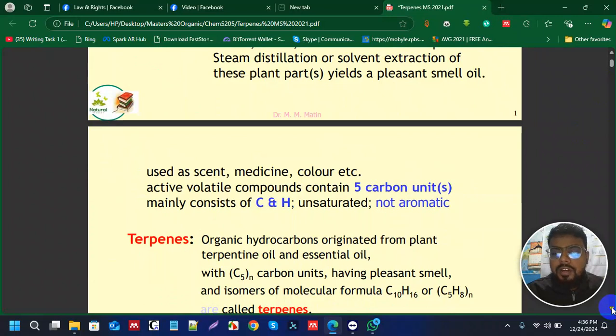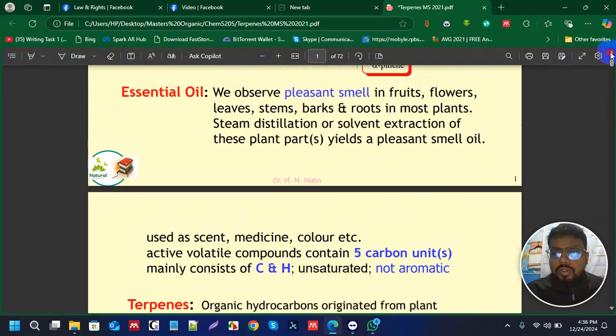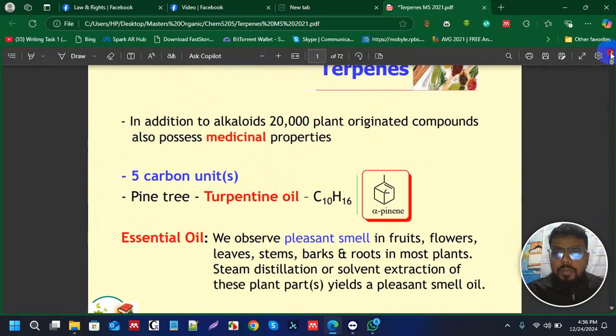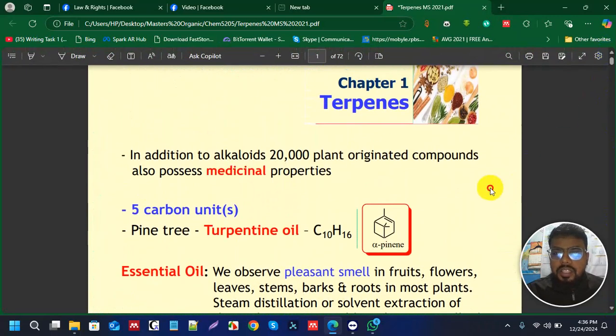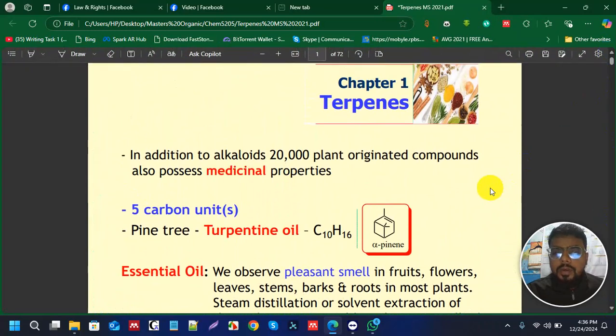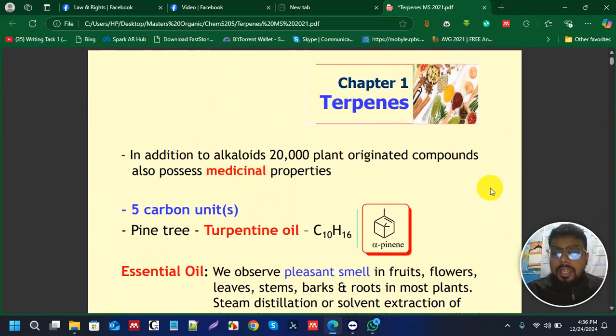of molecular formula C5H8N. Those are known as terpenes. Today I'd like to share the topic terpenes in detail. We know that, in addition to alkaloids, 2000 plant originated compounds also possess medicinal properties. Those are known as terpenes.